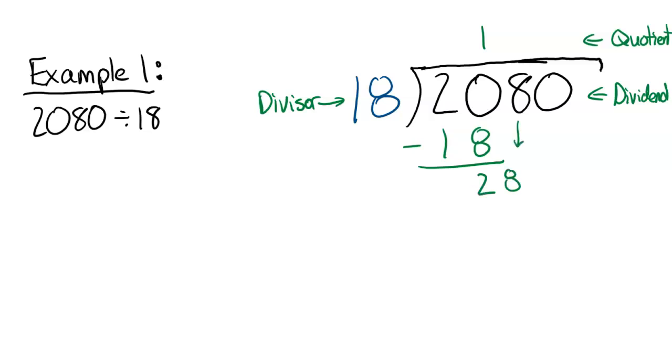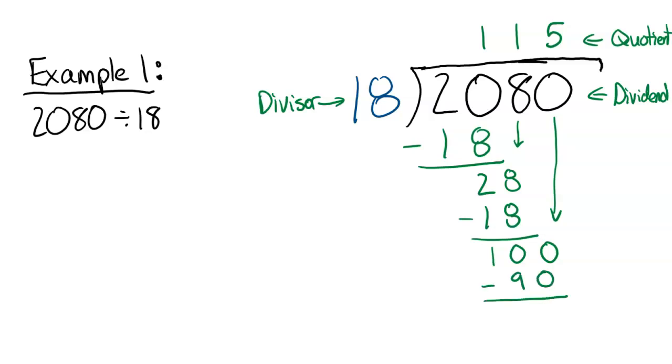And so then I bring down the next digit, which is an 8. And so I say, how many times does 18 go into 28? It goes in once. 1 times 18 is 18. And again, I subtract. Now in this case, I get a remainder of 10. And so I bring down the 0. That's the next digit over. And so I say, how many times does 18 go into 100? It goes in 5 times and gives us 90. And so at the very end, we get a remainder of 10. That's the remainder after all the divisions happened.